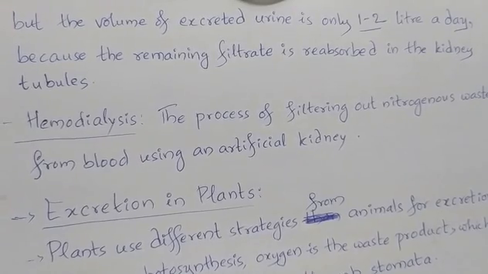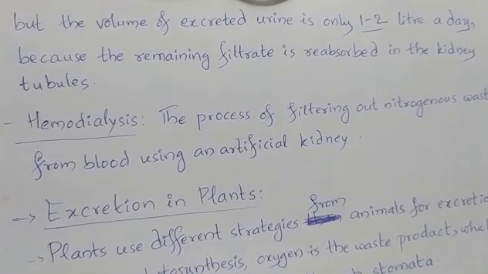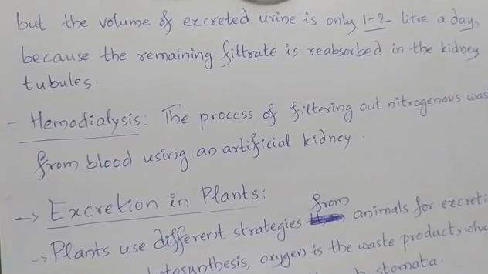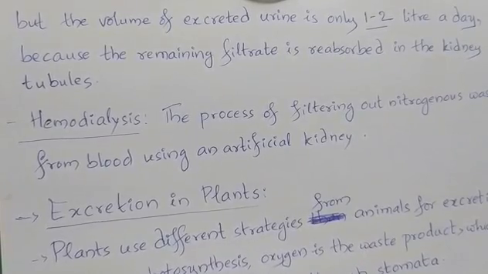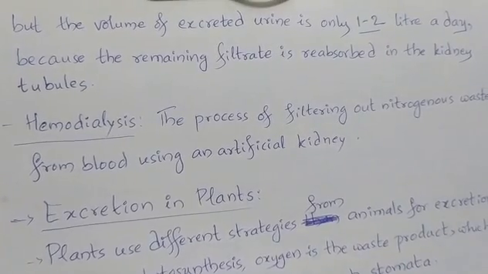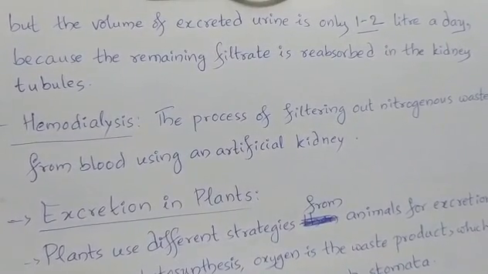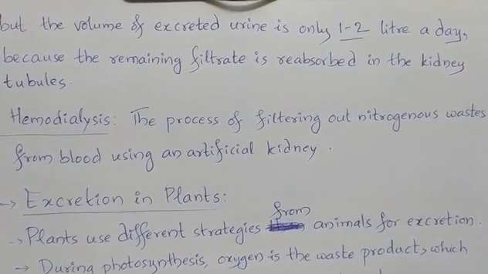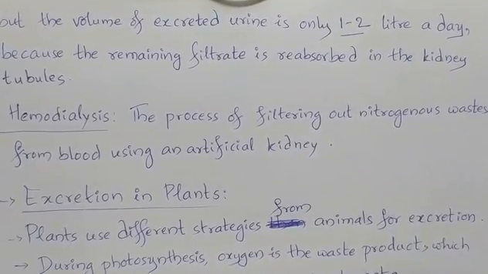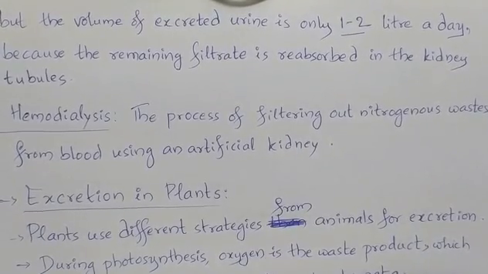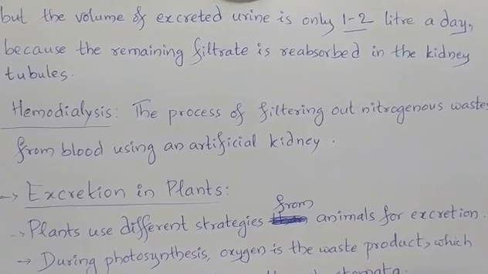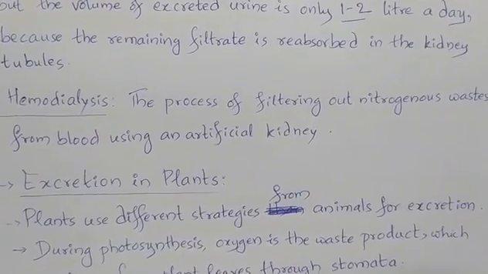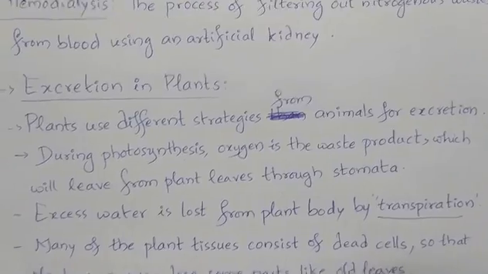Now, whatever it may be, the purification of blood using an artificial kidney is known as hemodialysis. The process of filtering out the nitrogenous wastes from blood using an artificial kidney is called hemodialysis. What is hemodialysis? The process of filtering out the nitrogenous wastes from the blood using an artificial kidney is known as hemodialysis. Now coming to excretion in plants.